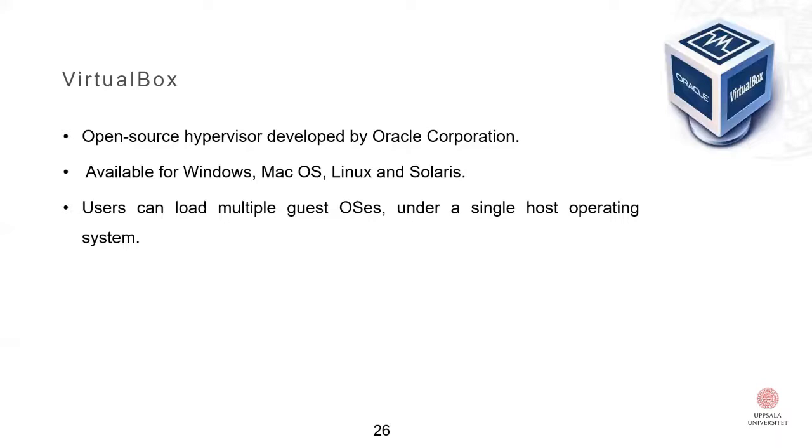There are different virtual machines and hypervisors currently available. One is called VirtualBox, which is an open source hypervisor developed by Oracle Corporation. It can be installed on Windows, Mac OS, Linux, or Solaris. And on top of it, you can have virtual machines of different operating systems. So there will be several guest OSs. The guest OSs are those that are virtual and are not really installed on the hardware of the computer.